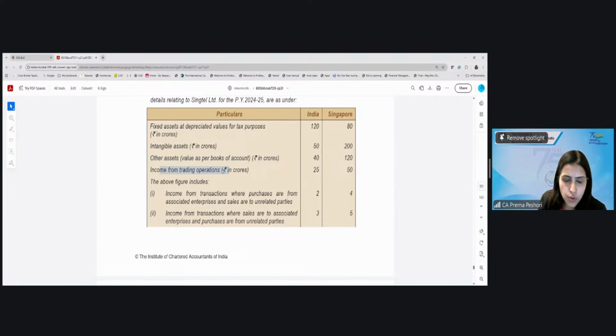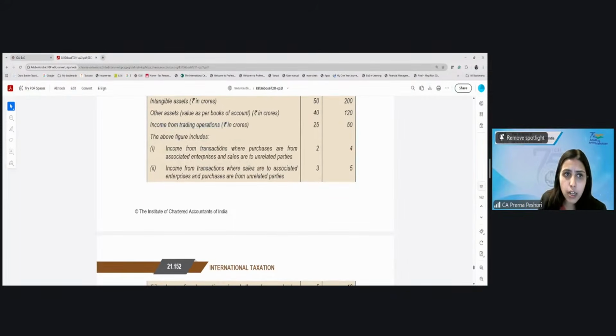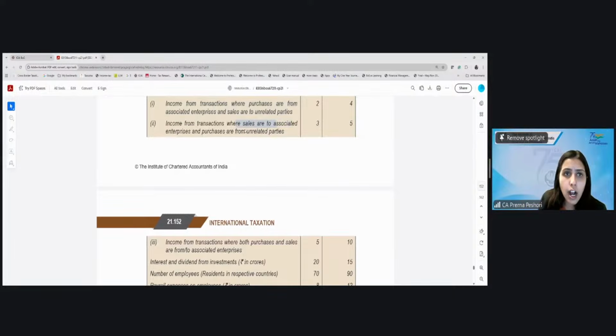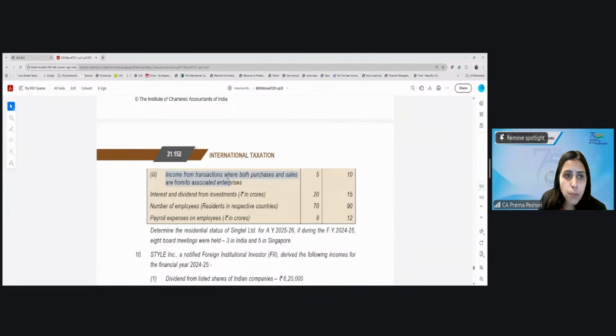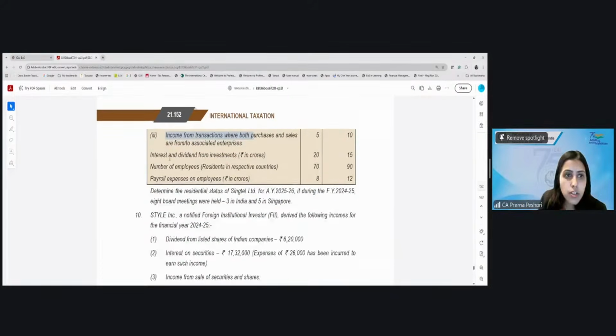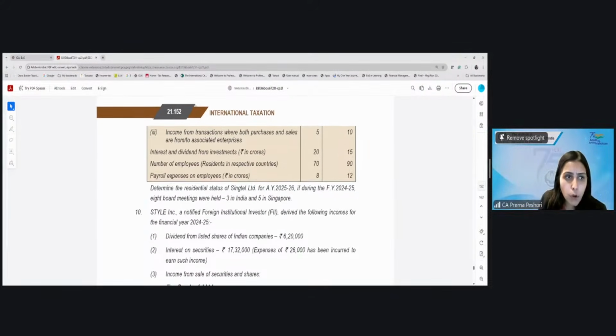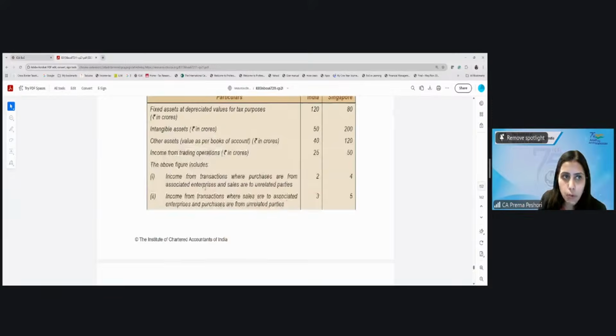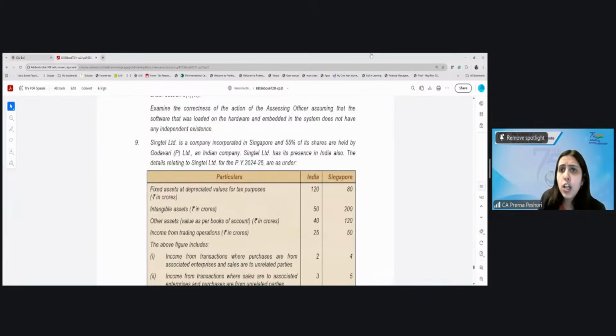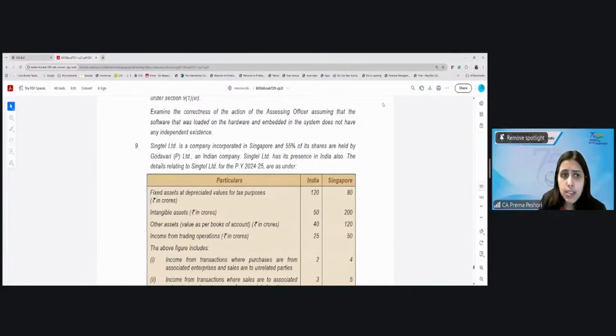Income from trading operations are given. This includes income from transactions where purchase are made from AE and sale to unrelated party. Income from transaction where sale are to AE and purchases from unrelated party. Income from transaction where both purchase and sale are from AE. Interest and dividend from investment, number of employees and the payroll expenses. Determine the residential status of Singtel if during the financial year 24-25, 8 board meetings were held, 3 in India and 5 in Singapore.